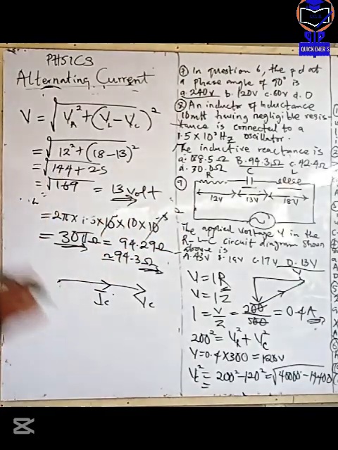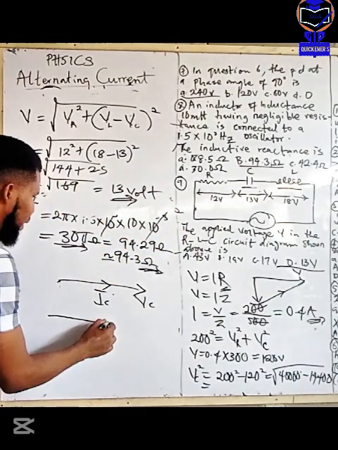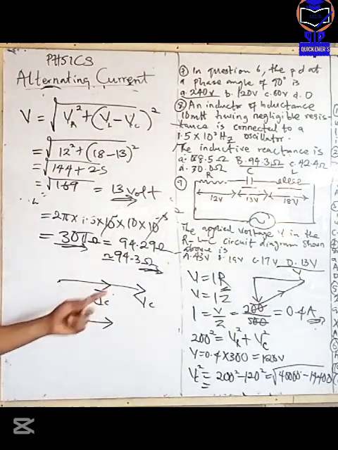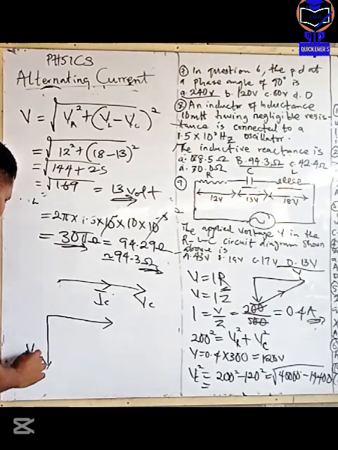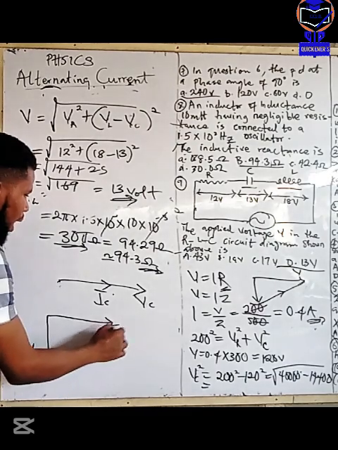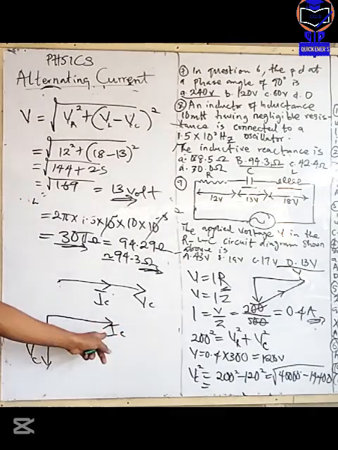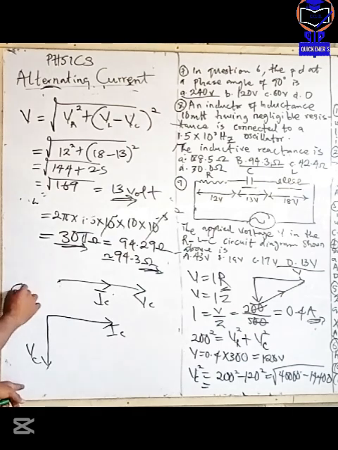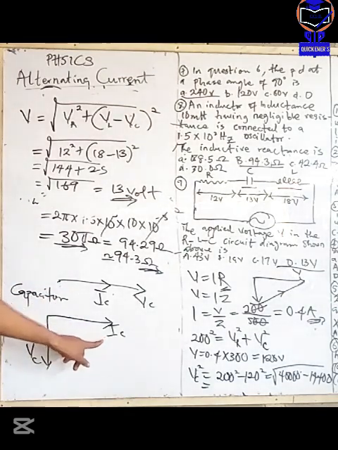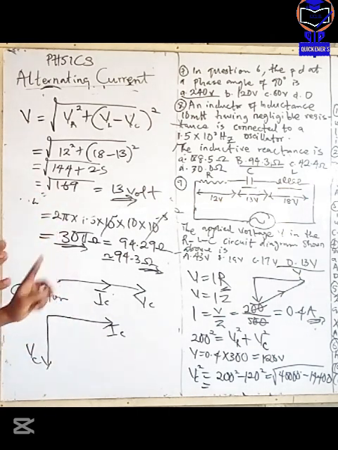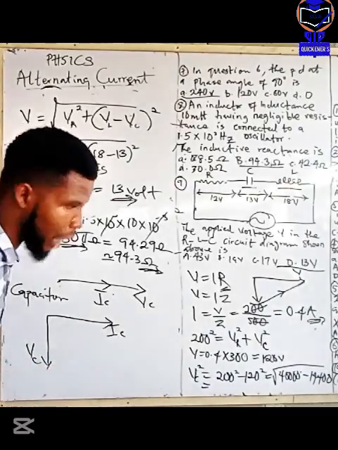Now, when you have a capacitor, the current is ahead of the voltage. The current is ahead of the voltage for a capacitor, take note, and it is ahead by 90 degrees. Or the voltage is lagging behind by 90 degrees, or the current is ahead by 90. Either way is correct.